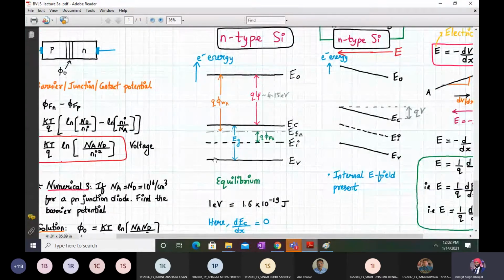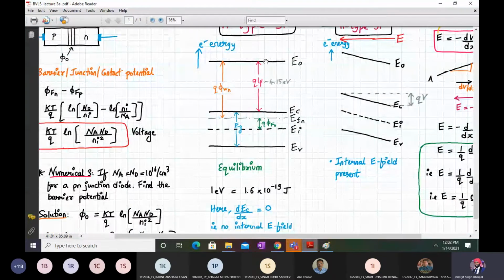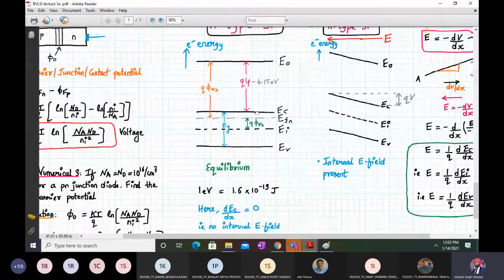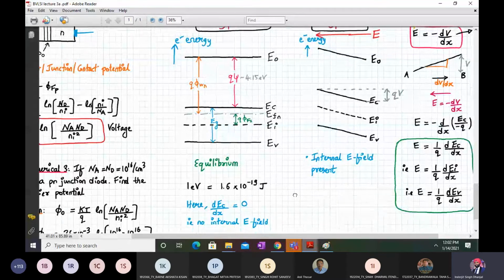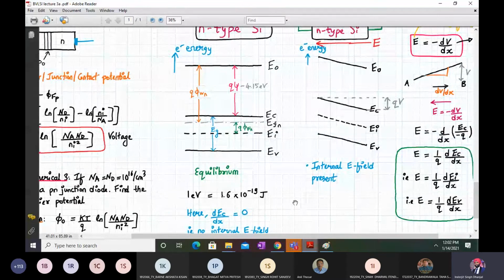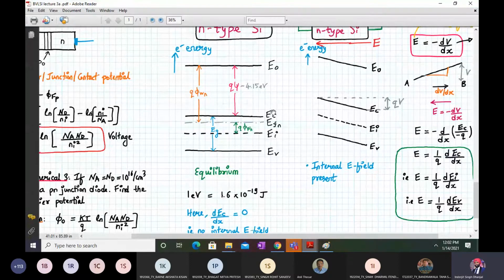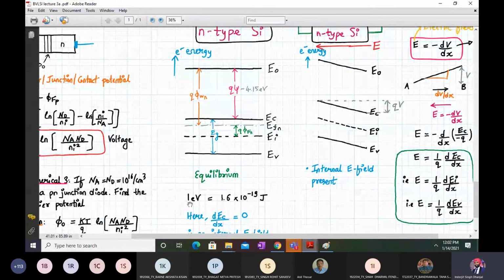Now, if you want to see why this is in equilibrium: this energy band diagram is in equilibrium because I can see no change in the energy band of EC, the conduction band. So dEC by dx is 0. If this is 0, that means there is no electric field present. Okay. No internal electric field present. So whenever there is a slight bending in the band, that indicates the presence of an electric field. And we already know 1 electron volt is 1.6 into 10 to the minus 19 joules.